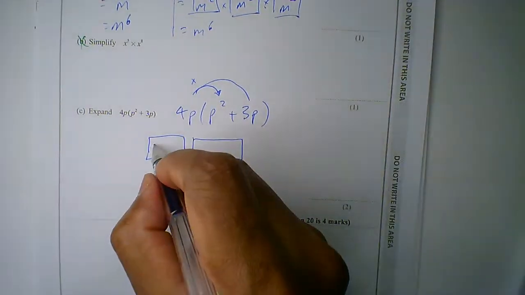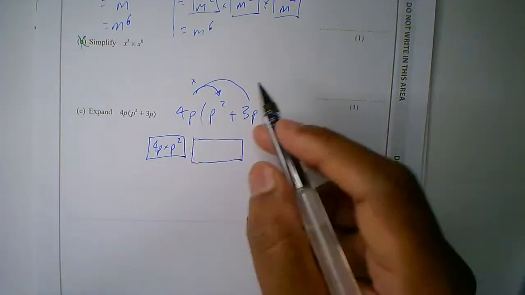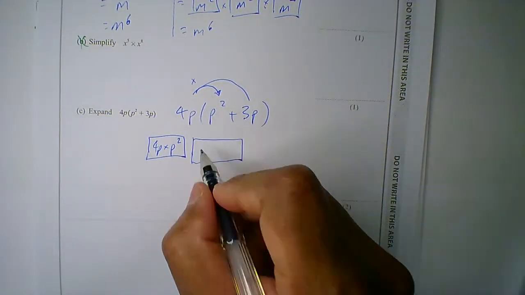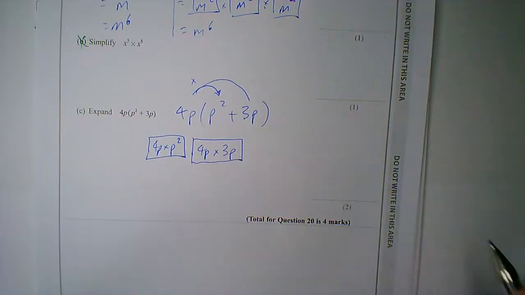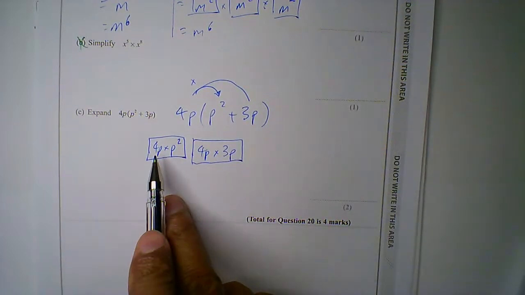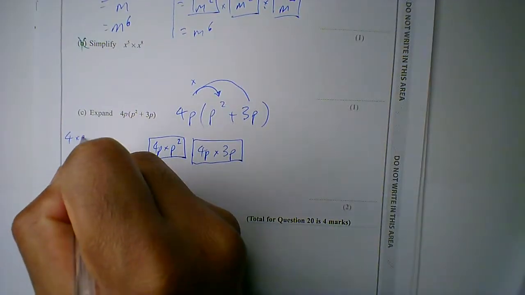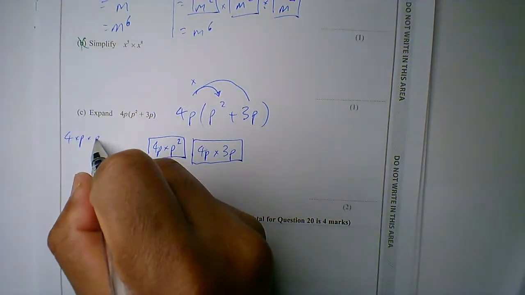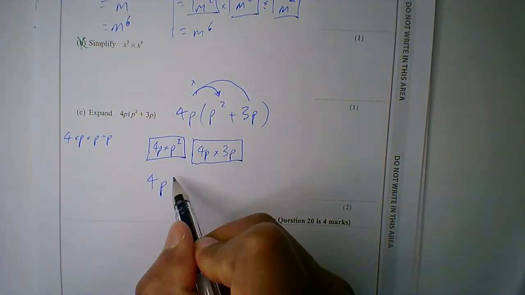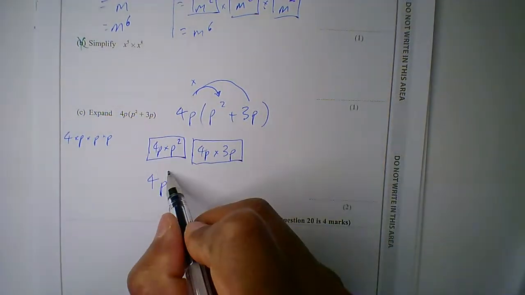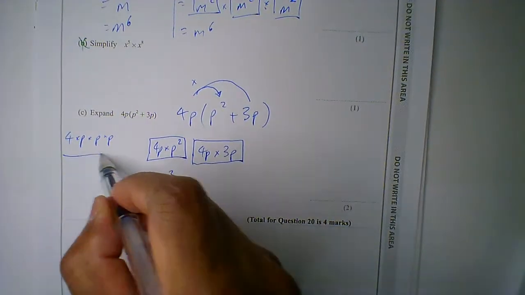So we've got 4p times p squared. And then we've got 4p times 3p. Okay, so what are we doing here? So if I write this out, 4 times p, and p squared is p times p. So you can see this becomes 4p to the power 1, 2, 3, p cubed. Okay, so hopefully that's clear.